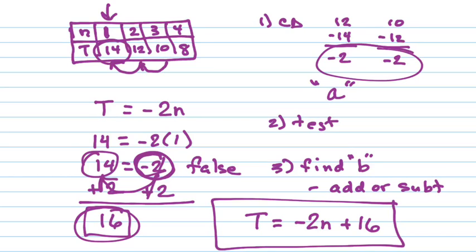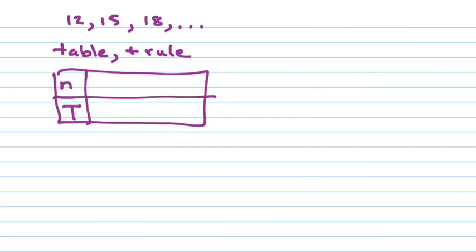All right? So you can write that one down now if you want. Okay. So we have our n and our t. Good. And I only have 3 values here. Is that enough to be able to do a pattern, guys? You bet. Doesn't matter.